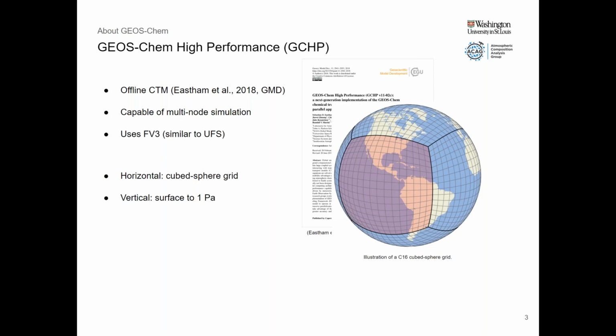And so then in terms of the discretization of the atmosphere, our horizontal grid is a cube sphere grid. For those that maybe aren't too familiar with this, this is an illustration of a C16 cube sphere. And so 16 refers to the number of grid boxes along the edges of one of these faces. And then the vertical grid that we use is a 72 layer grid. It extends from the surface to 1 pascal.